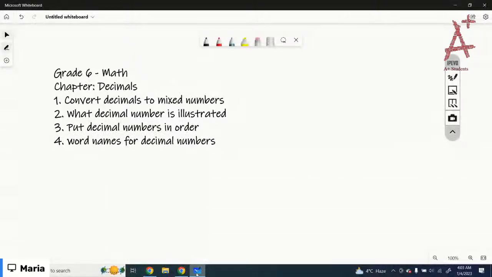So we're going to start with grade 6 maths. You can find all the lessons on aplusstudents.com. You have to log in using your email address, and the password is provided by the administrator. Select Math from the subject tab, scroll down to grade 6 maths, and there you can find a list of the chapters.